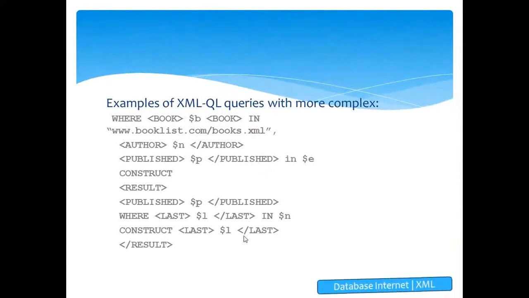Again, an example of an XML SQL query that is more complex. It will display the author, publisher, and the book. It will enter two variables, and the result would be like that.